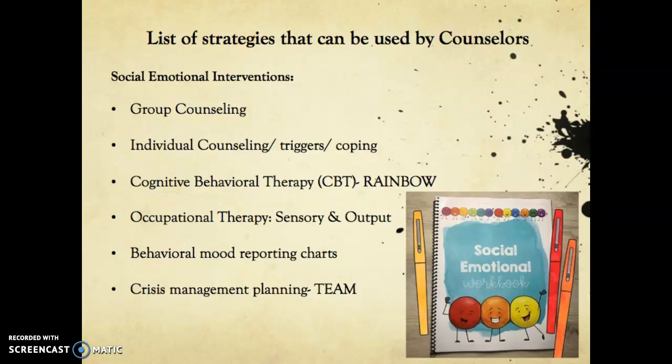We have cognitive behavior therapy. I found an acronym called RAINBOW, which I'll talk about in a little bit. There's occupational therapy, sensory and output. There's a behavioral mood reporting chart. This is the chart that students and counselors can use to keep track of how often these behaviors are occurring. And then the crisis management team, which I'll also talk about in a little bit.